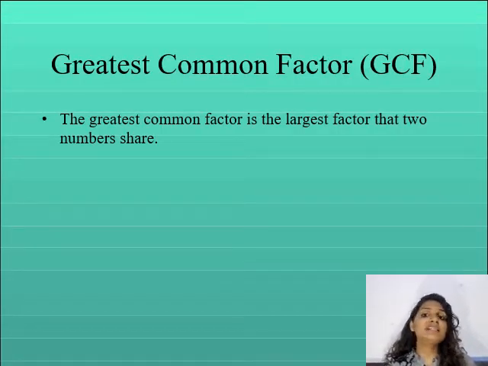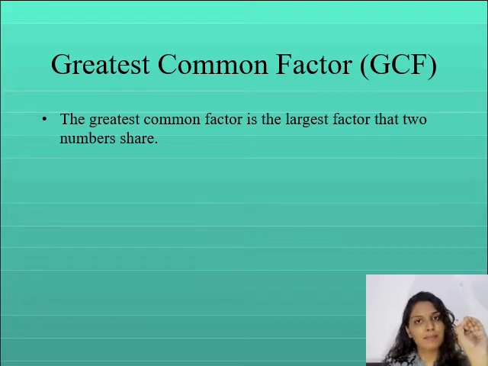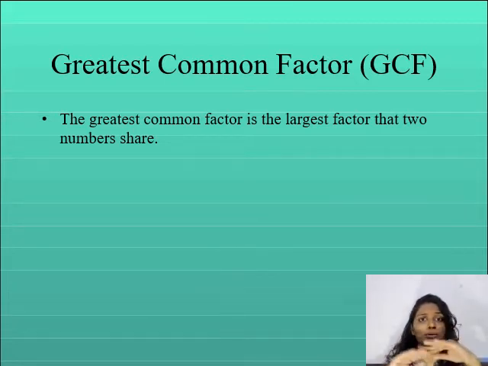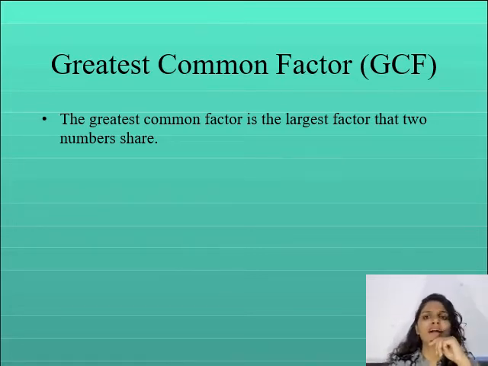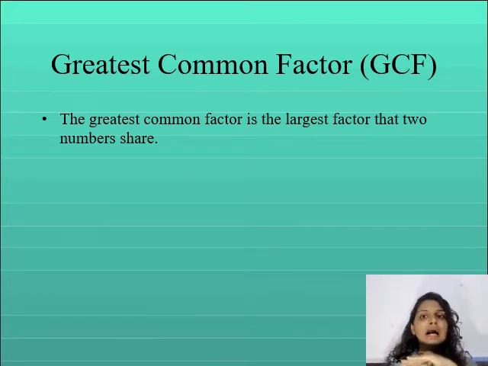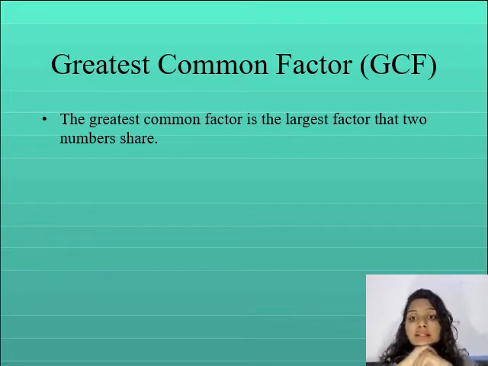So, greatest common factor. What is a factor? Well, a factor is a number that divides another number evenly, that is with no remainder. For example, 2 is a factor of 8. Why? Because 2 divides the number 8 completely, leaving no remainder behind. So, the greatest common factor is the largest factor that two numbers share.